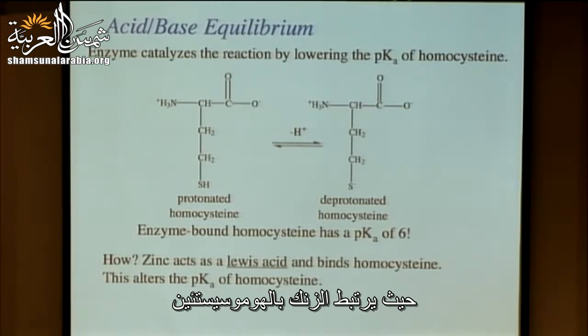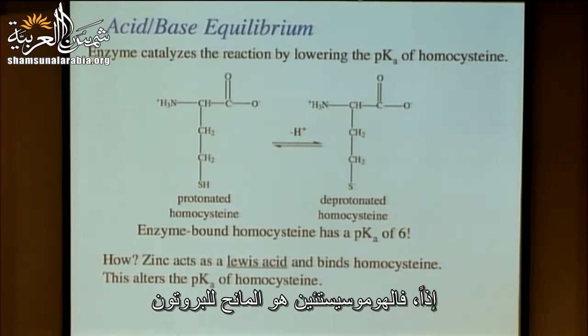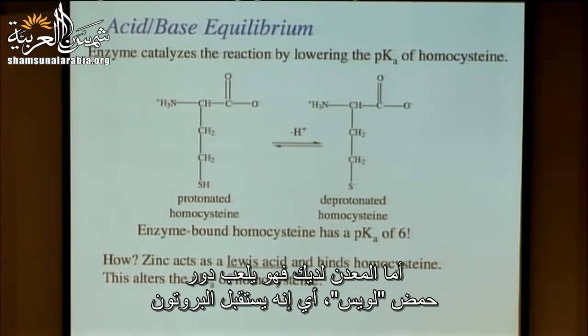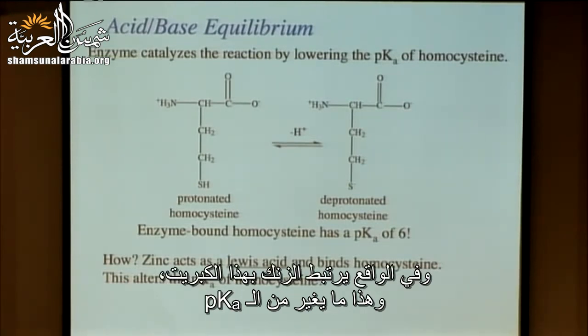So the zinc binds to the homocysteine, and it acts as a Lewis acid. So the homocysteine is your donor ligand, and you have your metal as the Lewis acid, your acceptor, and that alters the pKa. So the zinc associates with this sulfur, and that changes the pKa.